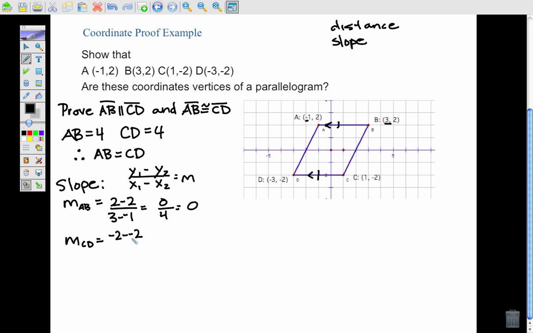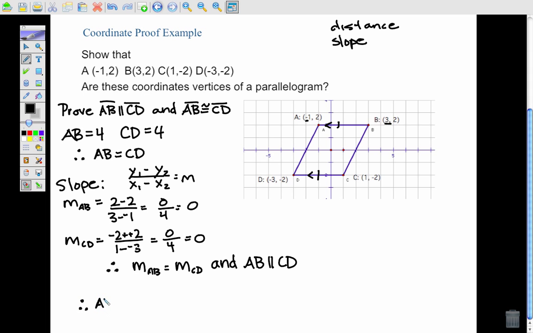Now I'm going to calculate the slope of CD, and that is going to equal -2 minus -2 all over 1 minus -3. So this becomes addition, so that's 0 over 4 again, and that's 0. So I use the therefore symbol again. Therefore, the slope of AB equals the slope of CD, and AB is parallel to CD.